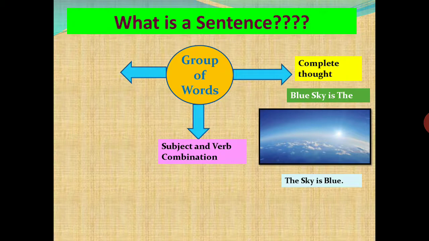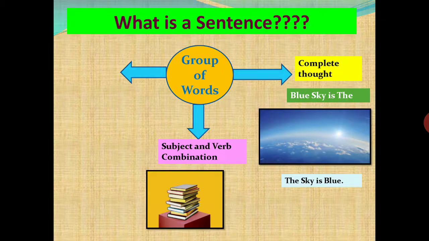My second characteristic is subject and verb combination. That means a sentence should have a subject as well as a verb. Let us look at the example. "You put the book here." Now, students, in this sentence, "you" is the subject, "put" is the verb, and "the book" remains as the object. That means the structure of the sentence is such that there is a subject and there is a verb. So that is our second characteristic.